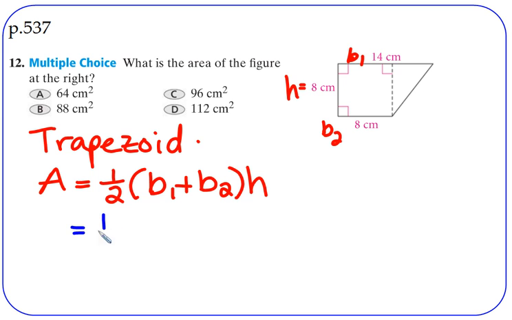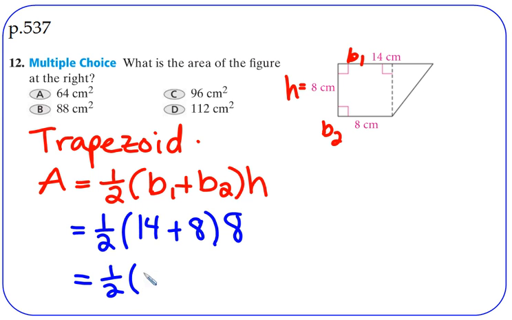So that's 1/2. Base 1 would be 14. Base 2, that would be 8. And the height would be 8 also. Remember, order of operations, do the inside first. So that's 1/2, 22 times 8. Half of 22 is 11, or you multiply across. You get 22 over 2. 22 divided by 2 is 11.